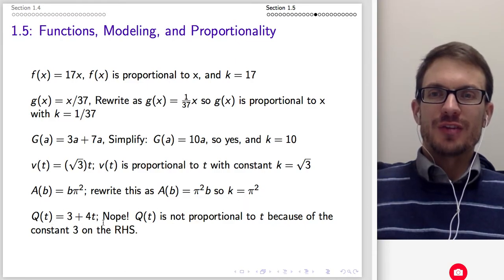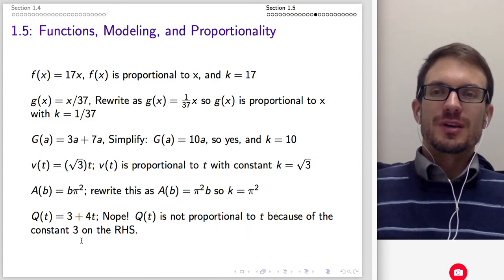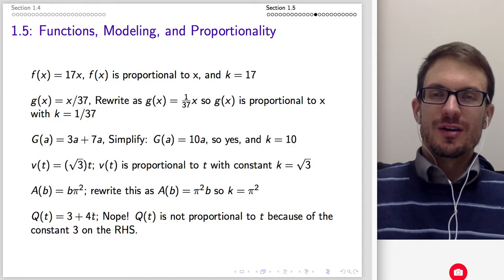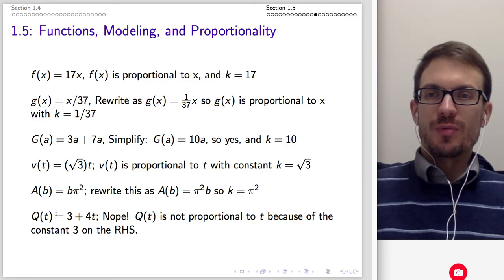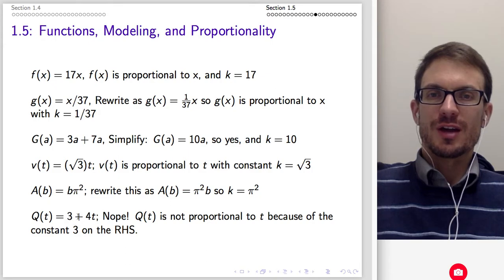And then what about this last one? Oh, actually, no. q of t is not proportional to t because of the constant 3 on the right-hand side that's being added in, right? Our definition of proportionality was that we had to have the output equal to some constant times the input. And we have that up here, but we don't have this down here because we have this addition with this 3 constant.